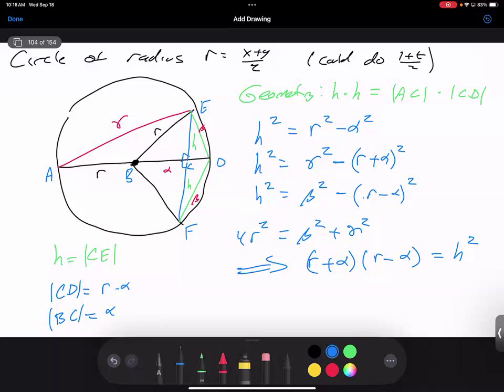What does r equal? We've defined r to be x plus y over 2. What is x plus y over 2? The arithmetic mean. So note, r is the arithmetic mean. If we can show h is the geometric mean, are we done? Yeah, r minus alpha squared is 1 squared. Okay.